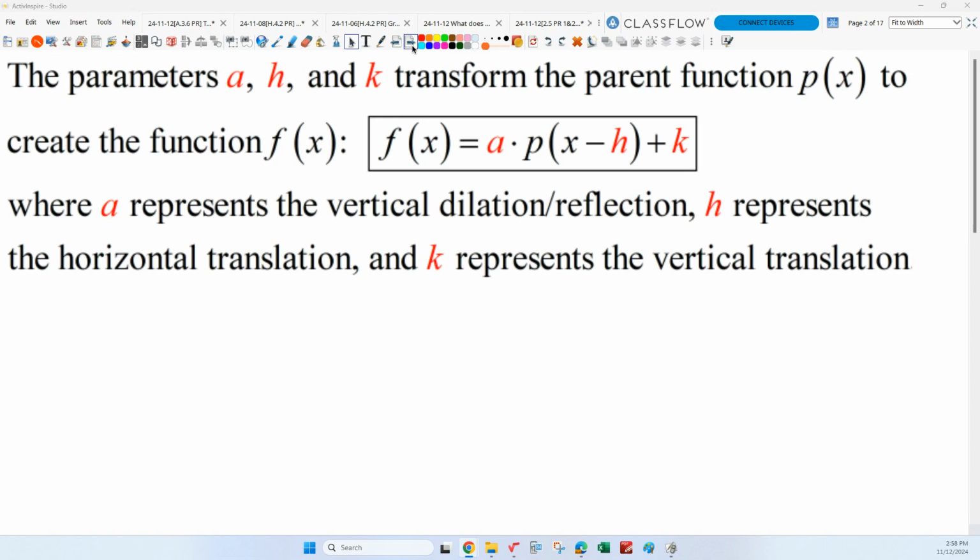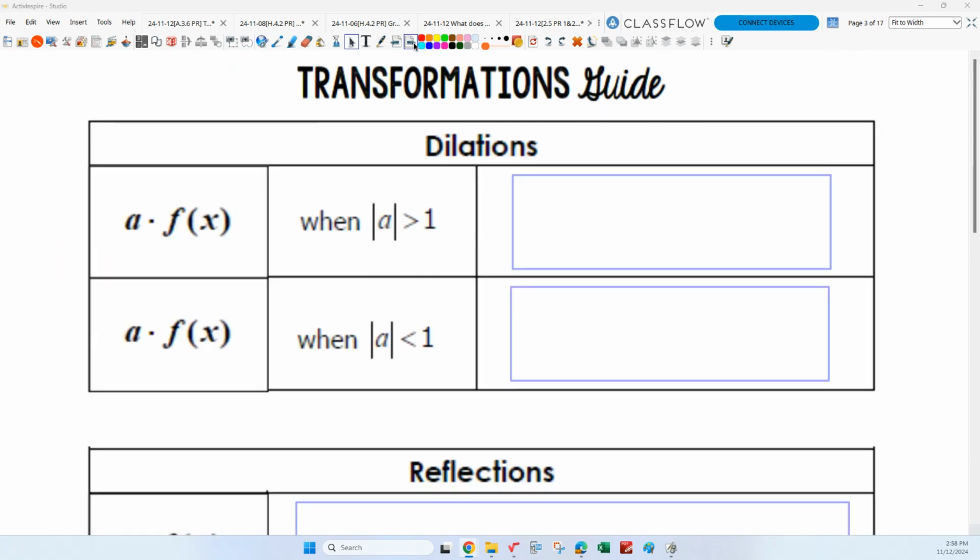And then the one we haven't really talked about yet is A, which is the vertical dilation factor, and that's the number that we're multiplying by the function. So it's the coefficient, the number out front that's being multiplied by the function. That's the one that we want to investigate now. So let's see what the effect of multiplying a function by a number is.